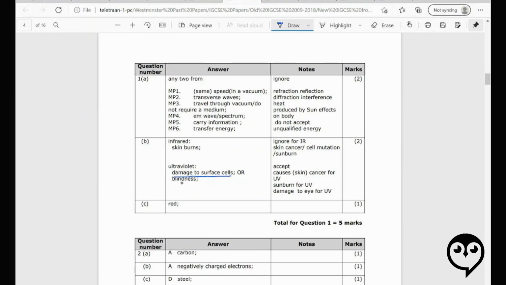Ultraviolet can do damage to cells. Ooh, blindness. Yes, Galileo lost his sight staring into the sun with a telescope. You don't want to do that. So blindness, okay, or damage to surface cells, skin cells, and skin burns, okay. And the similarities, yeah, same thing. Transverse, travel through a vacuum at the same speed, don't need a medium. They're E&M waves, transfer energy, they carry information, all that kind of stuff.